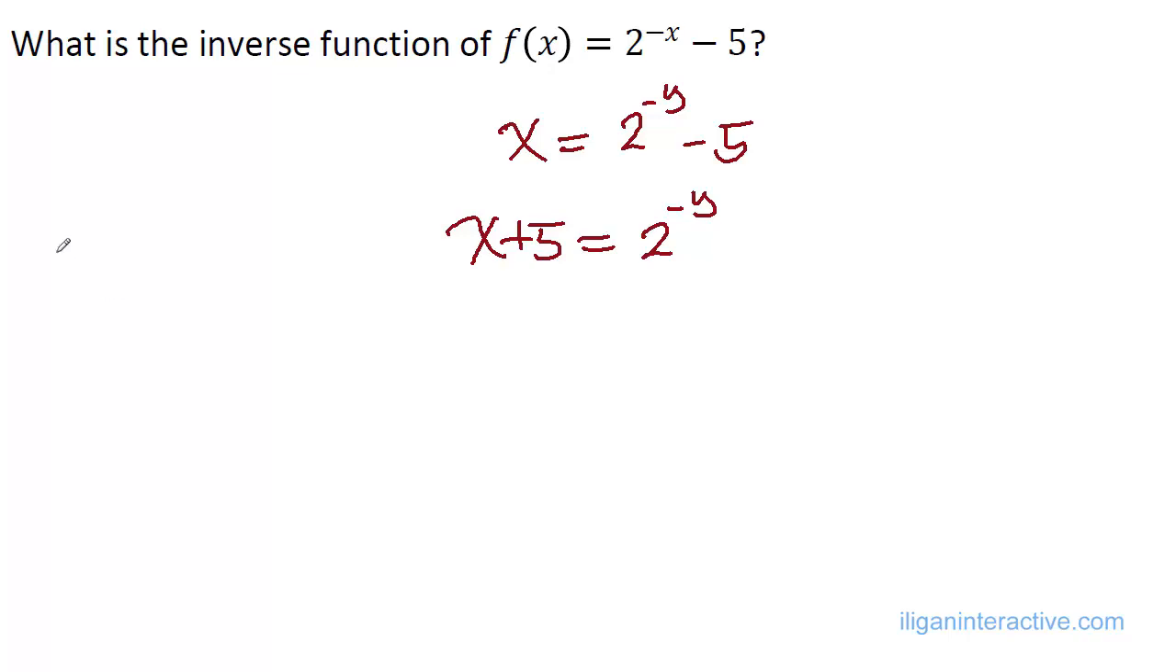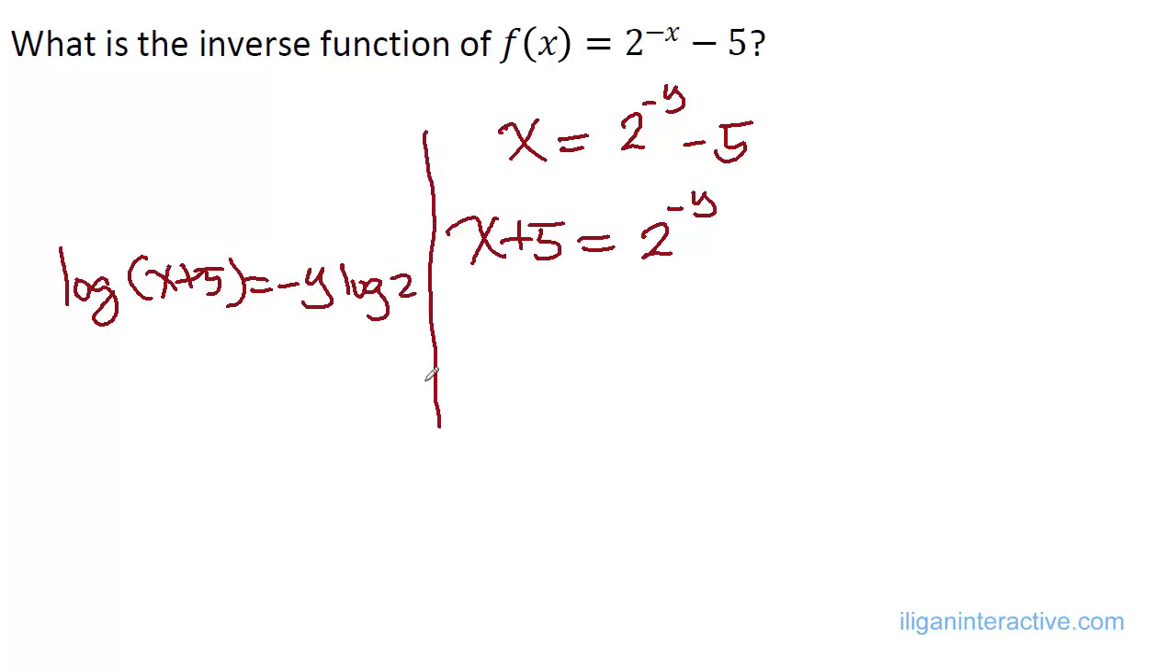If we do that, that will lead to what? Log of x plus 5 equal to negative y log of 2. It's a property of the logarithms that if you have a logarithm of a base to an exponent, the exponent will just drop. Just like this, log of x to the n is just equal to n log of x, okay? So that's a property.